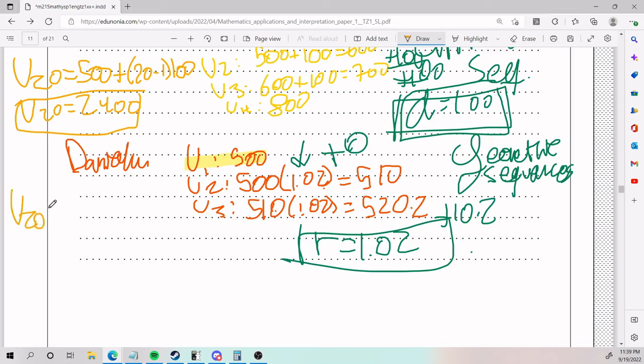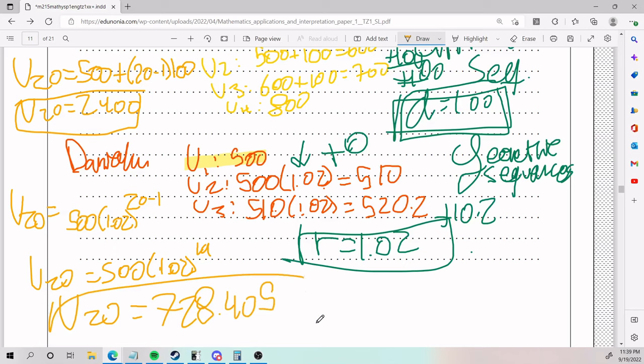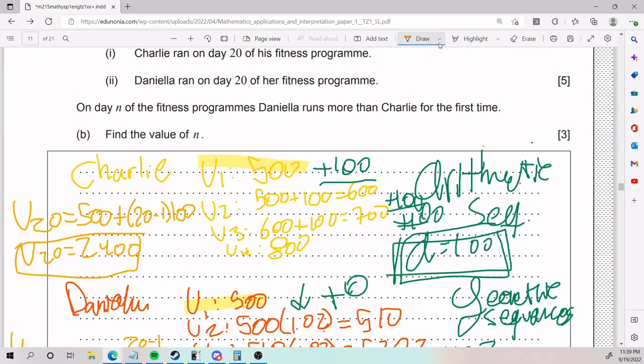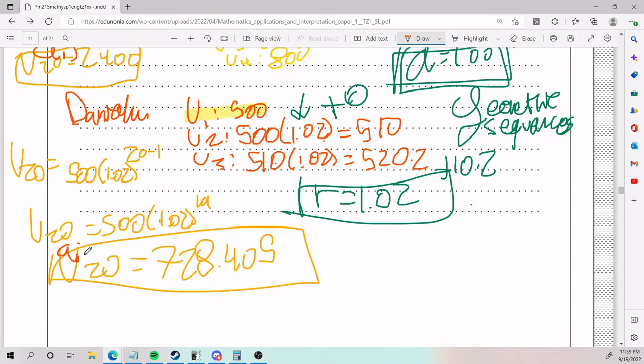So U20 will equal U1, which is 500, times r, which we said was 1.02, to the power of n minus 1, where n is 20. We have the minus 1 here. So U20 equals 500 times 1.02 to the power of 19, sorry. And this gives us U20 equals, in this case, 728.405. Cool. So that is for part A(i), cierto? And for part A(ii), it's down there.